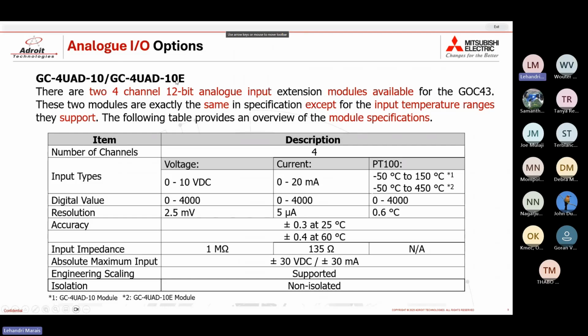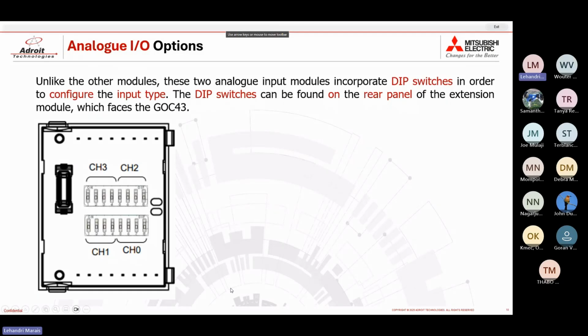However, if you recall, I mentioned that the last number generally indicates the bit or the digital value range. For this case, the 10 actually refers to the predecessor of the GOC43, which is the GOC35, for which this module is a 10-bit input channel module, but for the GOC43, it is a 12-bit module. This module can also be configured for scaling in your engineering software.